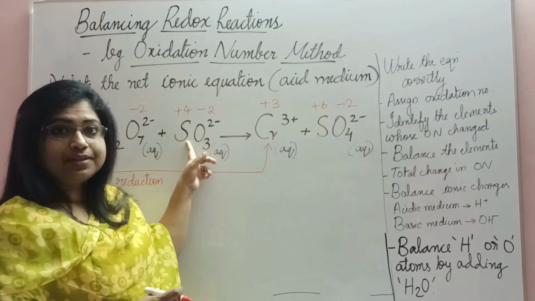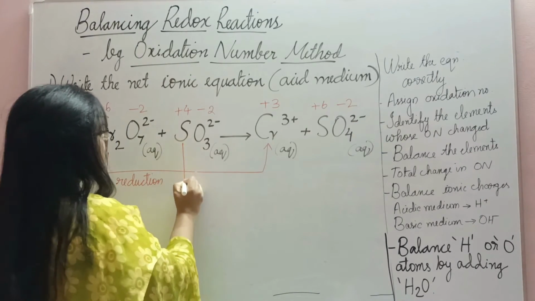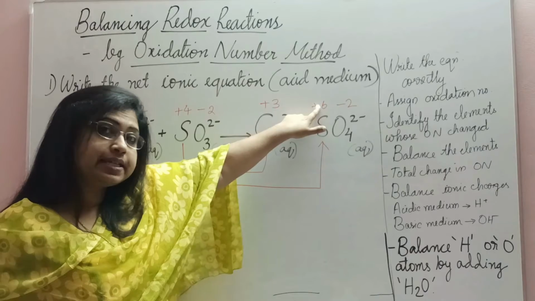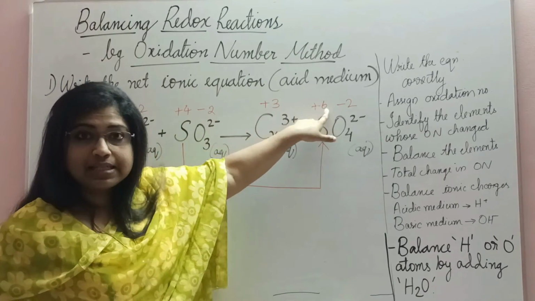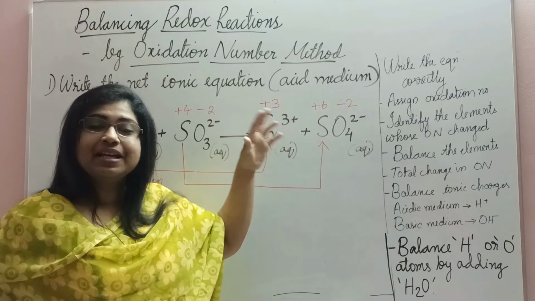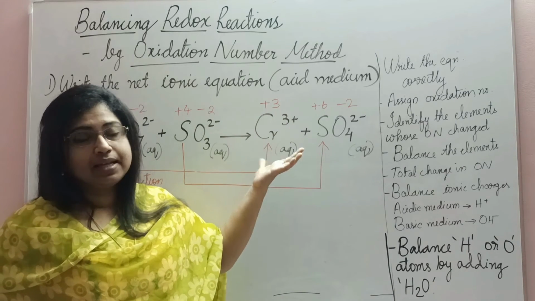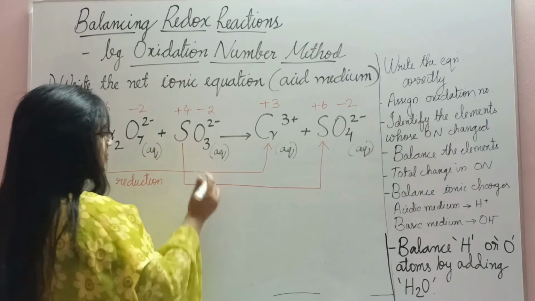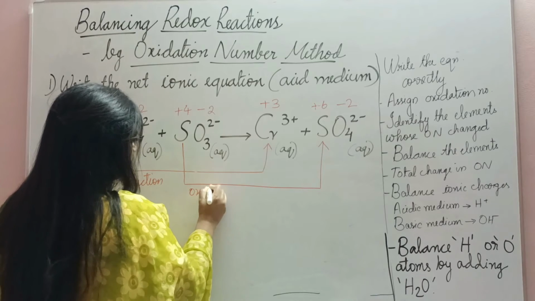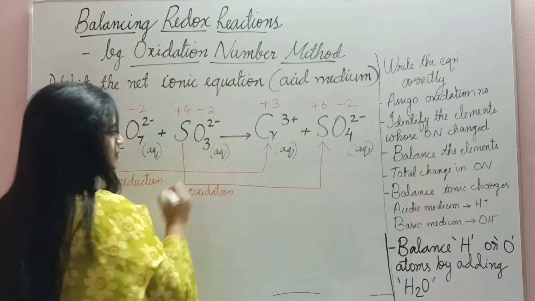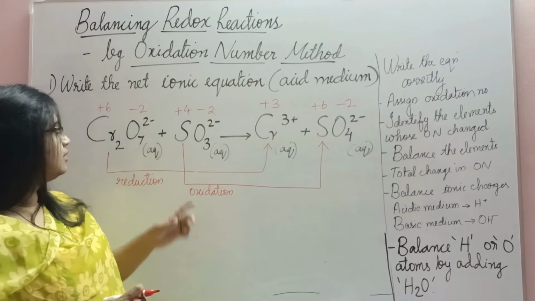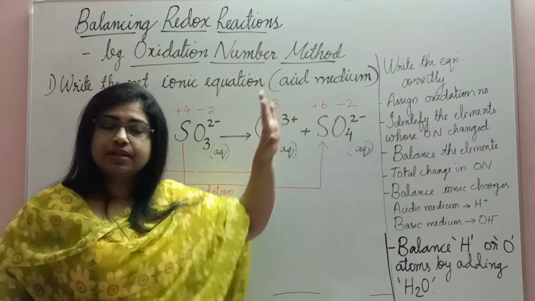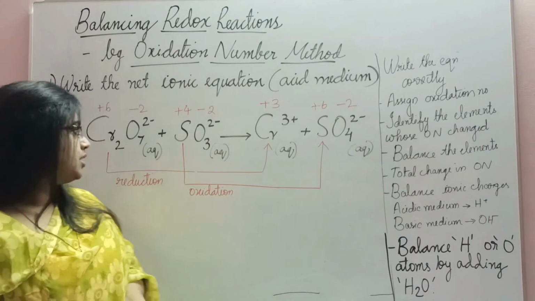Now what about sulfur? From +4, sulfur's oxidation number changes to +6. That means the oxidation number increases. When oxidation number increases, we can say the species has undergone oxidation. So sulfur is oxidized. If you look at oxygen, it's as usual -2 everywhere. Its oxidation number doesn't change.